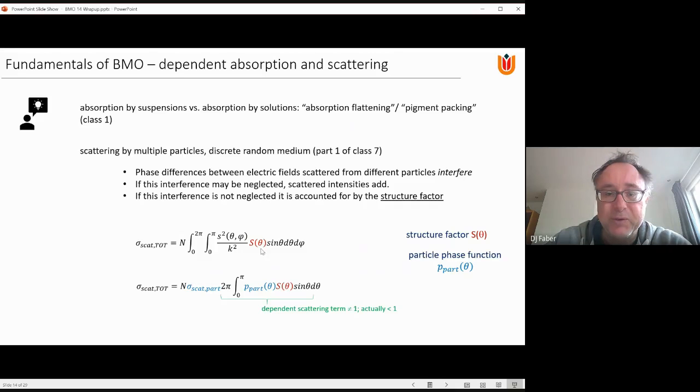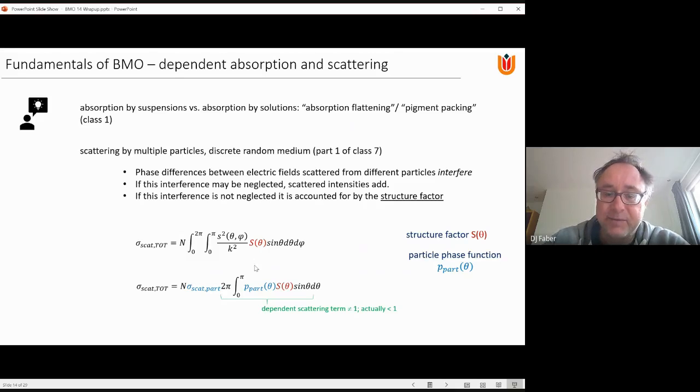So, if you want to calculate the total scattering cross-section of a bunch of n particles, then you need to know some properties of the particles themselves. For example, this function S, which is related to the phase function. And this structure factor here, which you have to put into the integral and first do the product and then carry out the integration.